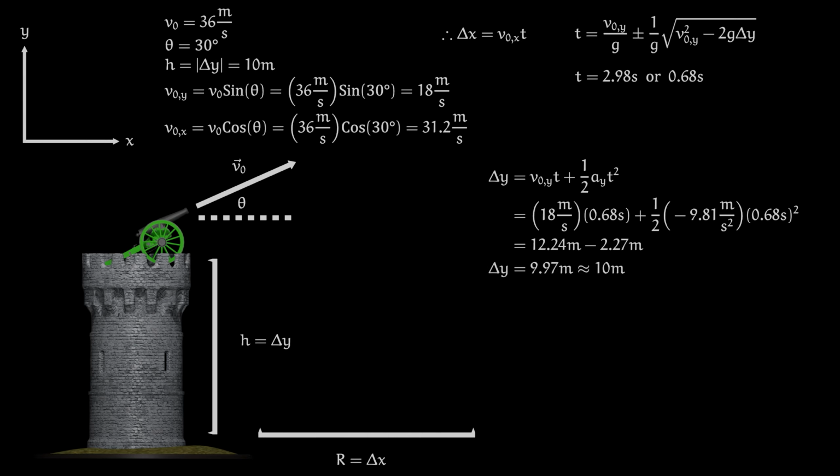This is actually the time it takes to reach a height of positive 10 meters above the cannon before it falls back down. The other solution, t equals 2.98 seconds, is the point in time that the vertical displacement is equal to negative 10 meters, or when it impacts at the extent of its range.